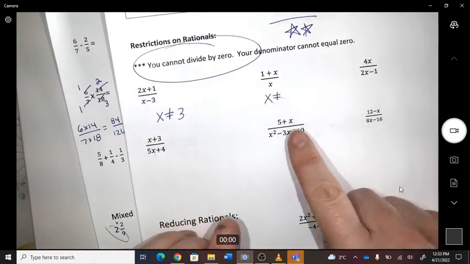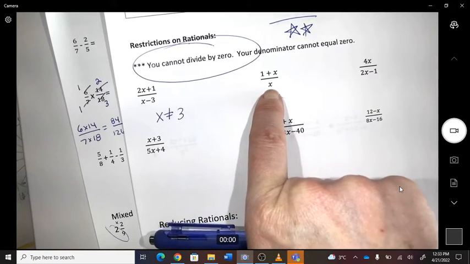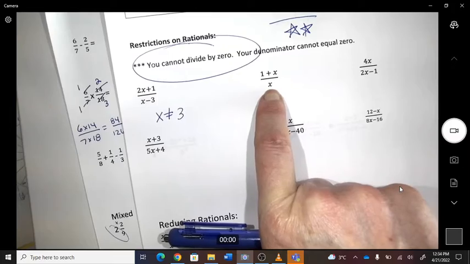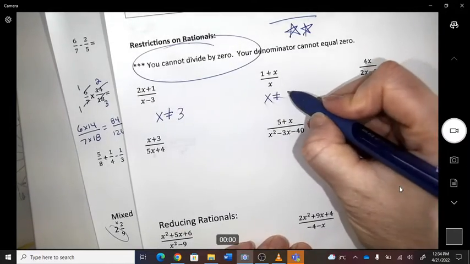Okay, on this one, I'm only looking at the bottom. What don't I want x to be? 0.